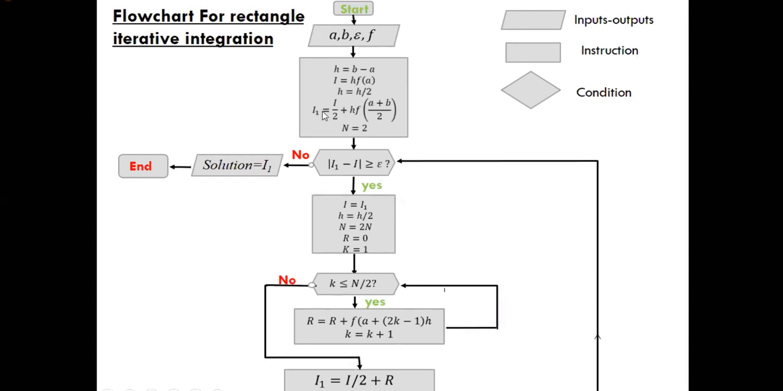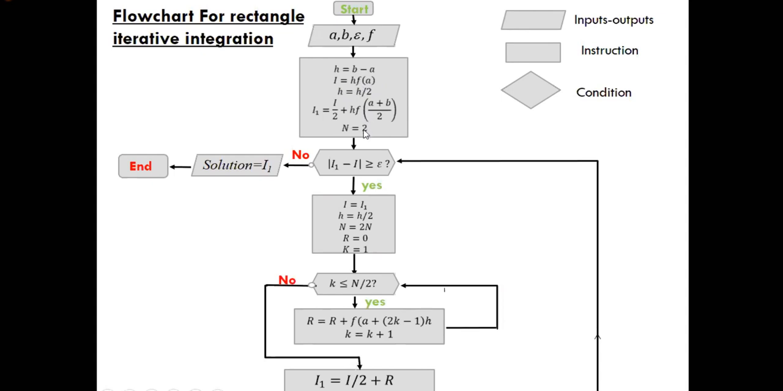And then h is equal to h over 2, and I is equal to I over 2 plus h f of a plus (a plus b) over 2. Okay, so this is the second step. At this point we have two subintervals, right? So n equals 2.